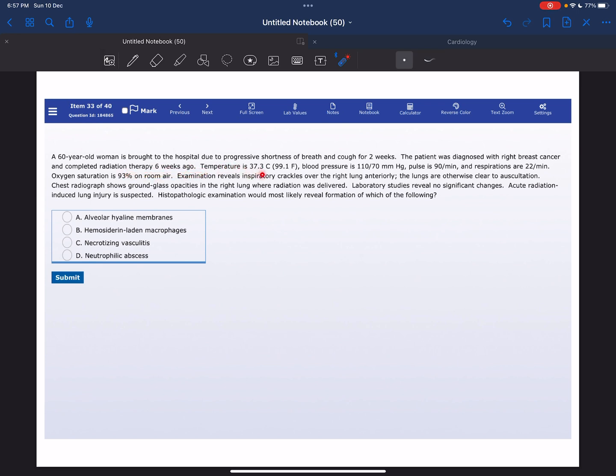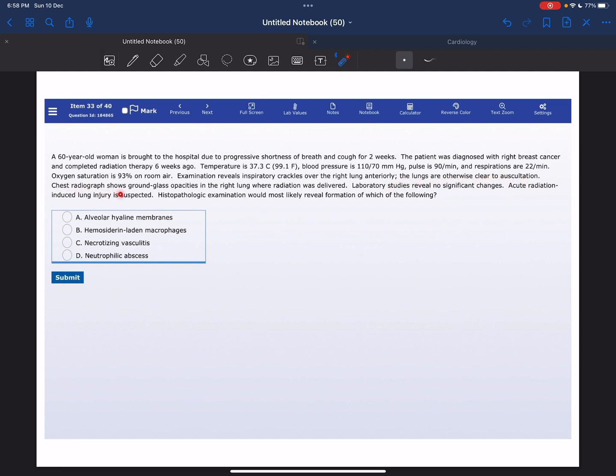Temperature is 37.3 Celsius, slightly normal. Blood pressure is slightly decreased and pulse is normal. Respirations are 22 per minute, which is normal or slightly increased. Oxygen saturation is 93% on room air. Examination reveals inspiratory crackles over the right lung anteriorly. The lungs are otherwise clear to auscultation.